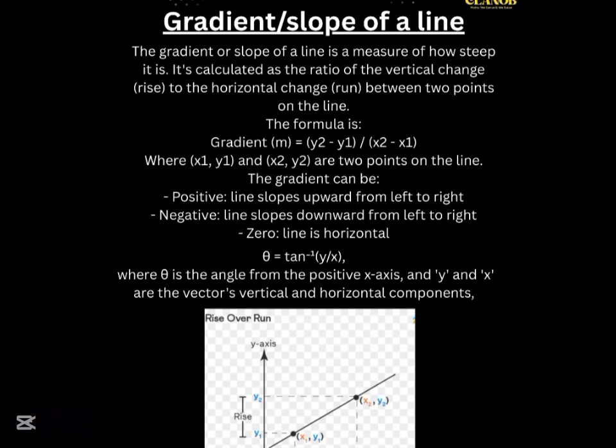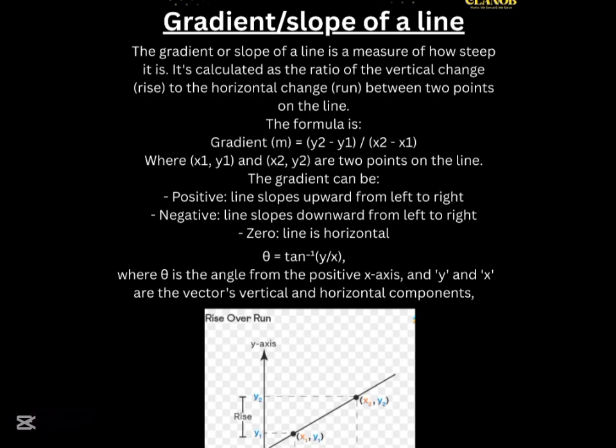Now let's talk about the gradient or slope of a line. The gradient or slope of a line is simply the measure of how steep it is. Yes, it's simply the rate of change of rise to that of run. We simply measure how steep a slope or a graph being plotted is, and that is what we refer to as a gradient. Now, the gradient is represented with the letter m, and it's simply the change in the y values with respect to that of the x.